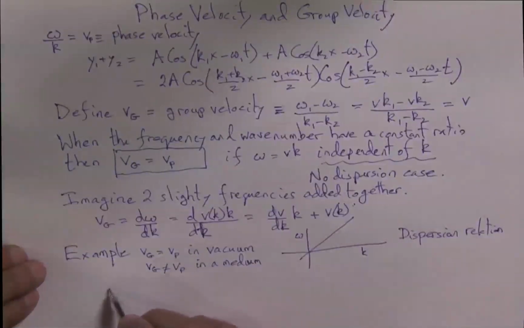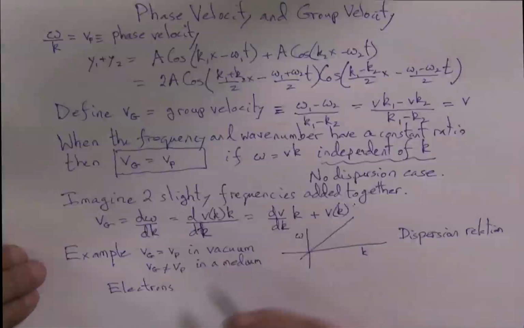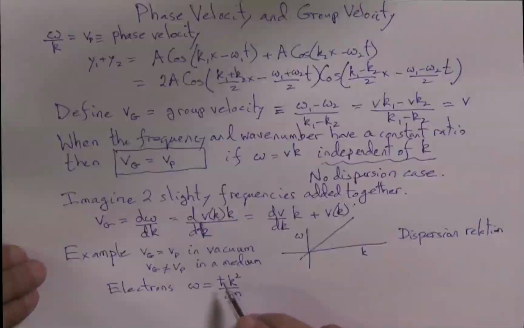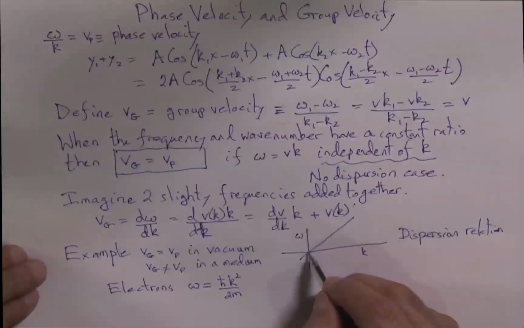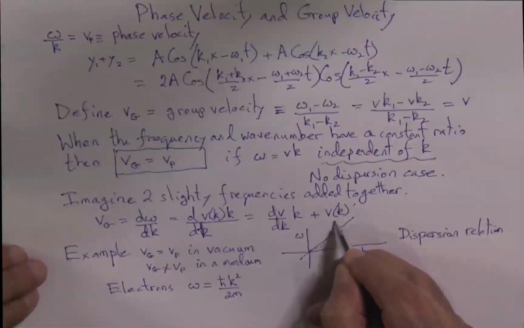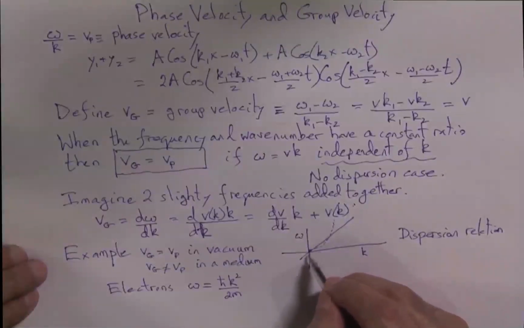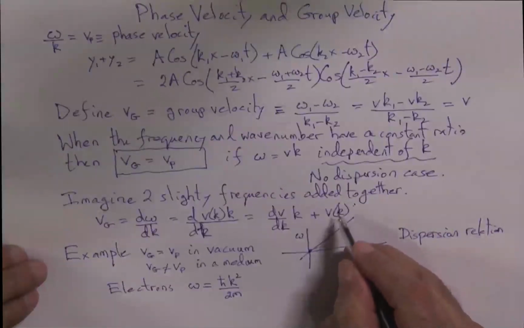Now, if I have electrons, you know that electrons are waves, and when you learn a little bit of quantum mechanics, you'll see that omega is actually Planck's constant h bar k squared over 2m. And that means that this omega is growing with k not linearly, but quadratically. The quadratic grows like this. They both start from 0, but the quadratic grows much more rapidly.